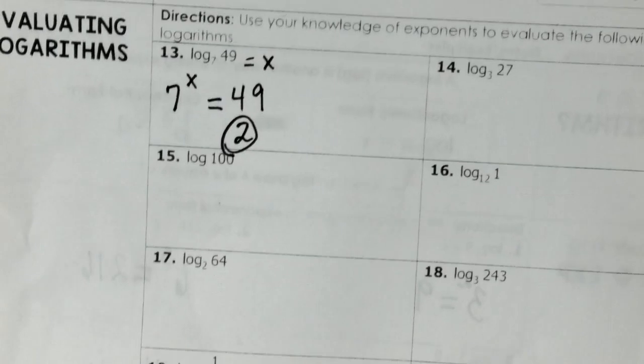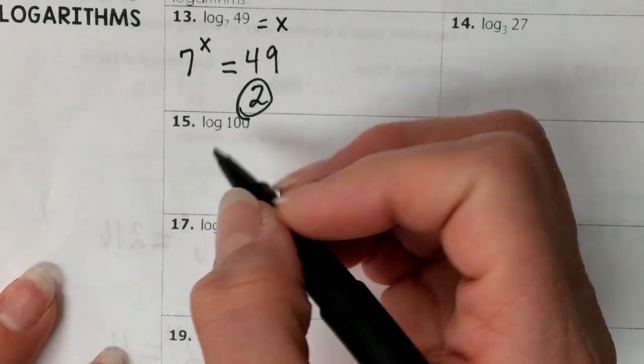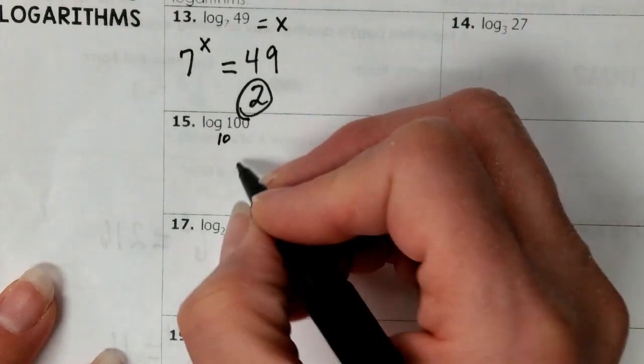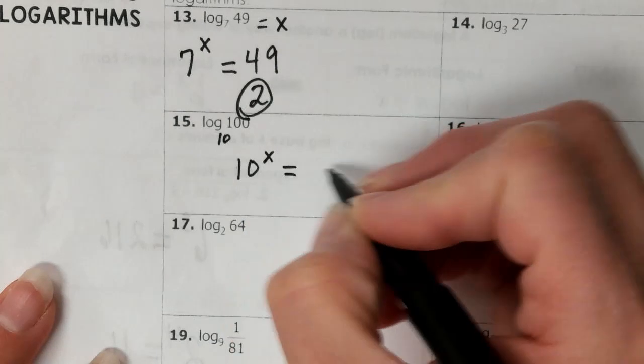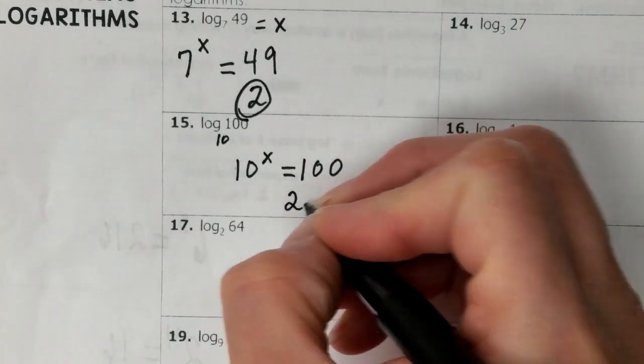If you look at that problem 15, because they told us it's okay to put a 10 in when you don't have a base, this one would be 10 to what power is 100. Well, isn't that also 2? 10 times 10 is 100. Okay, so this answer is also 2.